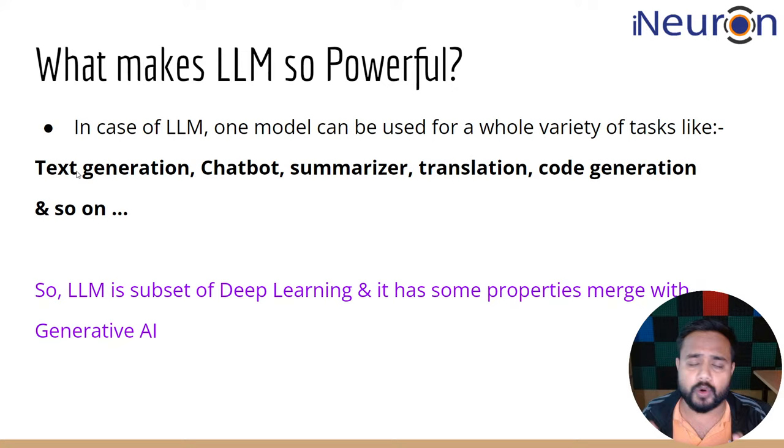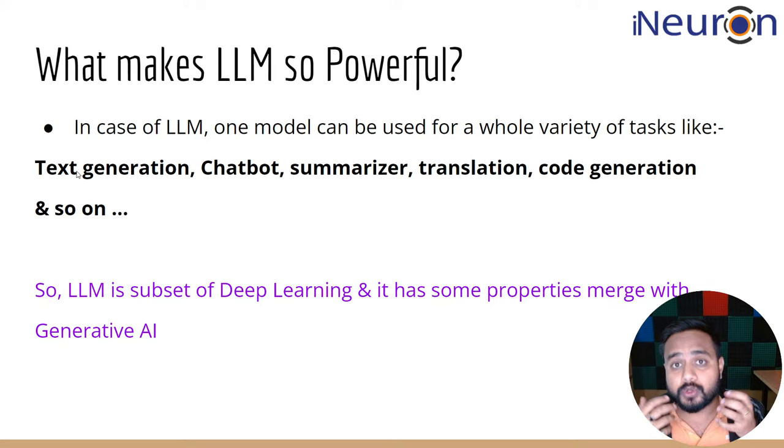We all know about ChatGPT. ChatGPT is an application, and ChatGPT is using GPT-3.5 as a base model. So how powerful it is, we all know, and that is an example of a large language model which is capable of doing so many things. Why? Because it has the power to generate data based on previous data. It can understand the pattern.